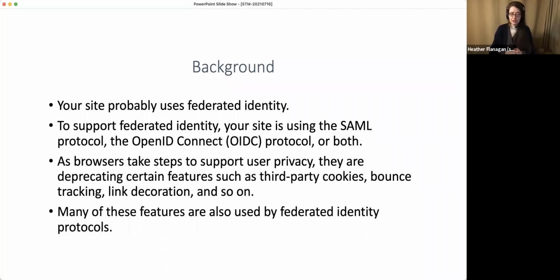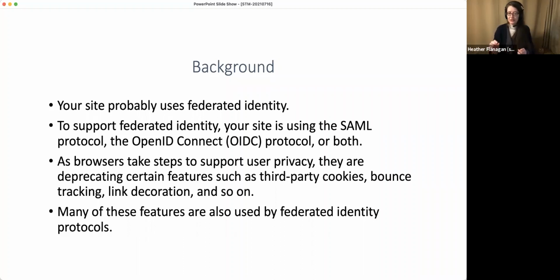Now, as browsers take steps to support user privacy because they are under a lot of pressure to do so, they're deprecating certain features, such as third-party cookies, bounce tracking, link decoration. And I'm going to just define all those things as part of the slides today.